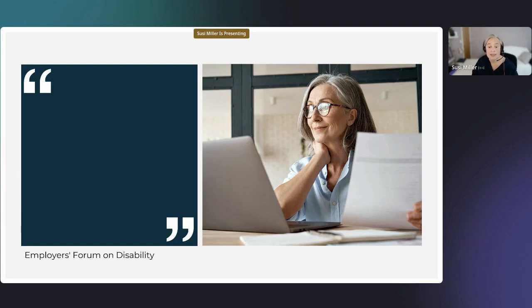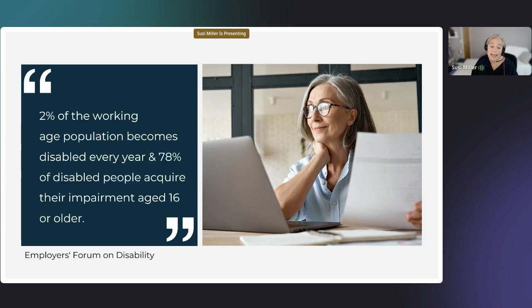But even without the aging factor, accessibility is vital for future-proofing our content, because according to the Employers' Disability Forum, 2% of the working age population becomes disabled every year. 78% of disabled people acquire their impairment age 16 or older.